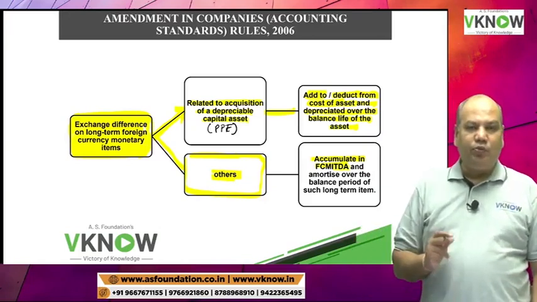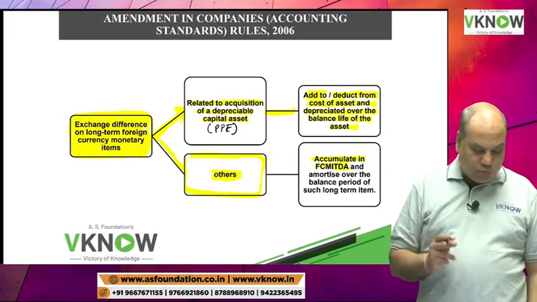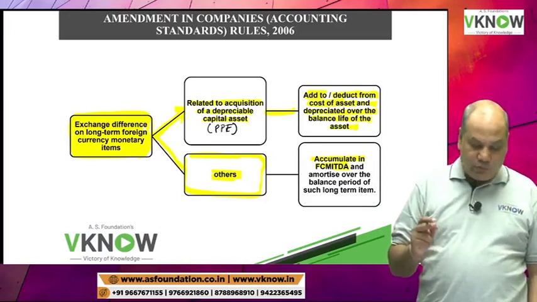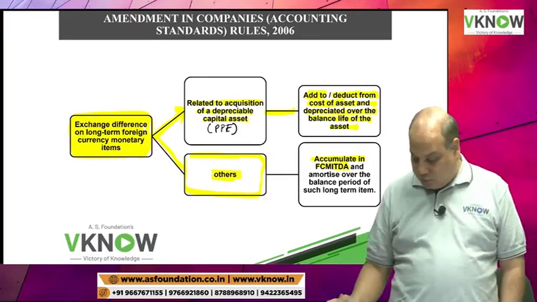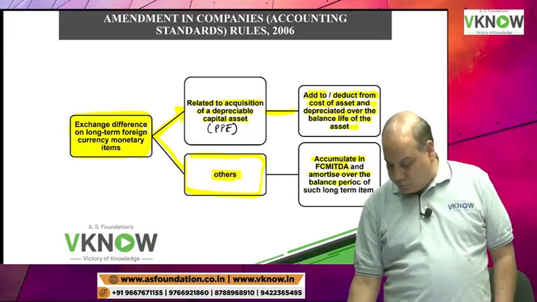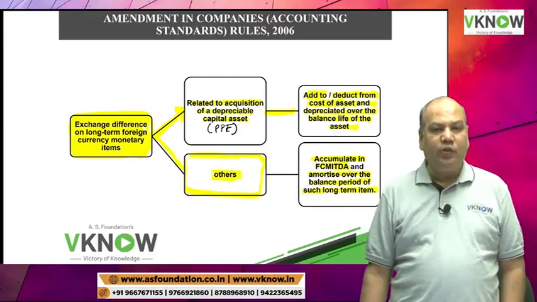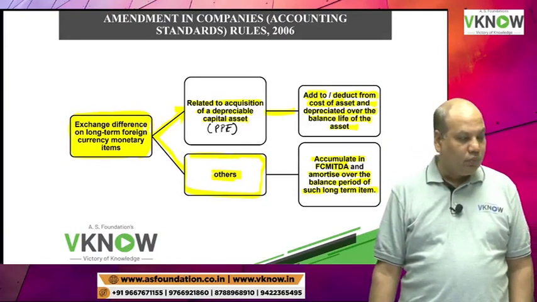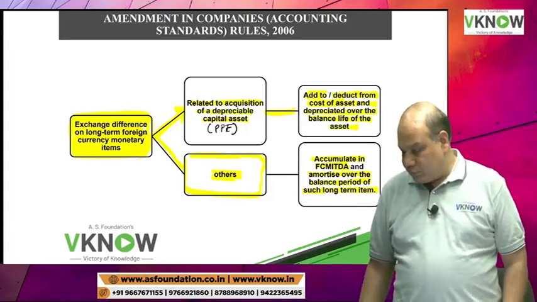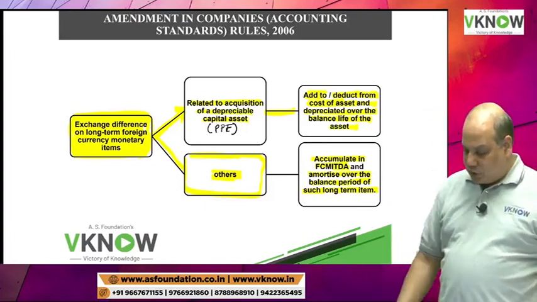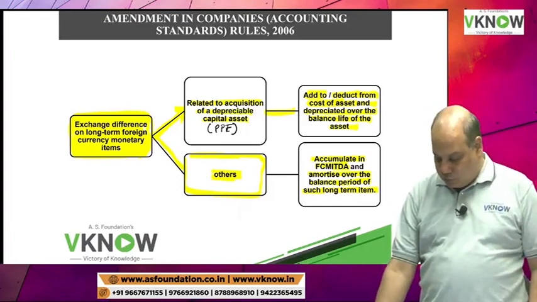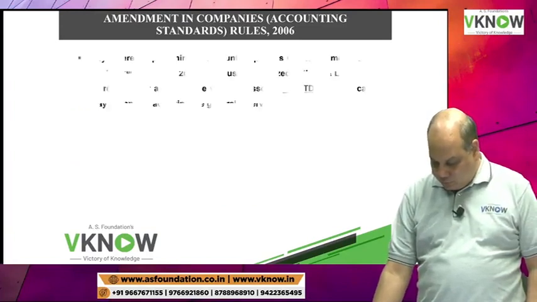FCMI TDA means foreign currency monetary item translation difference account, as it is written in your book, and it is amortized over the balance period of such long-term loan. Is it right?